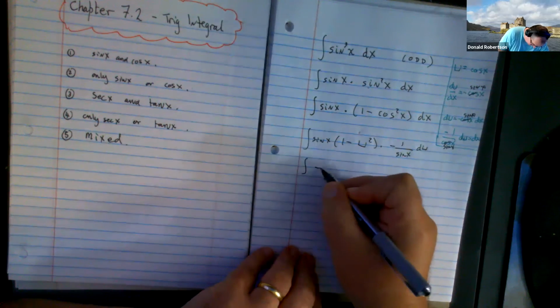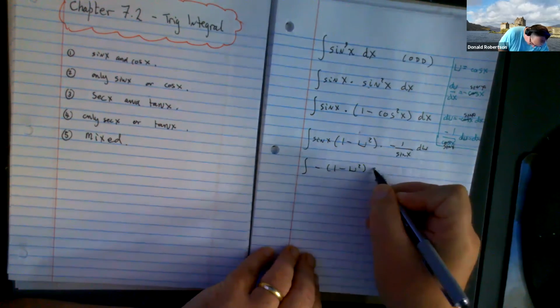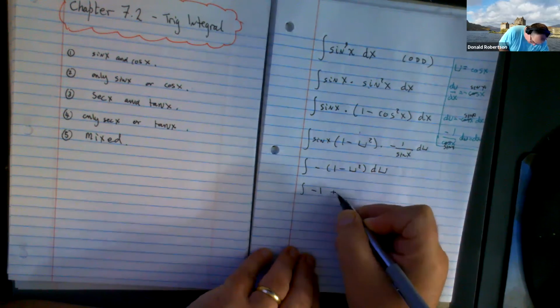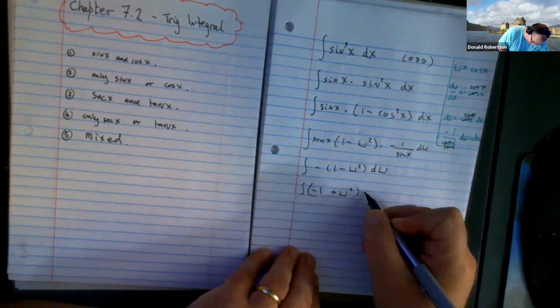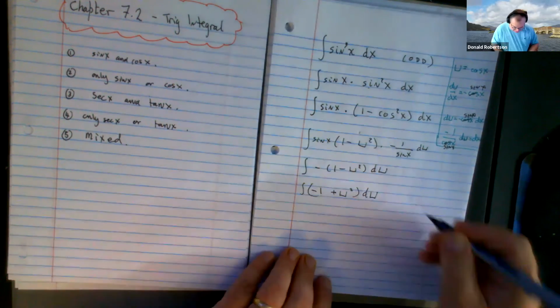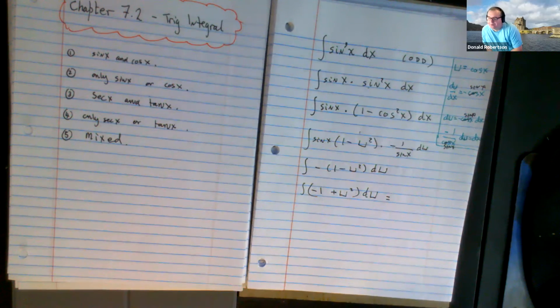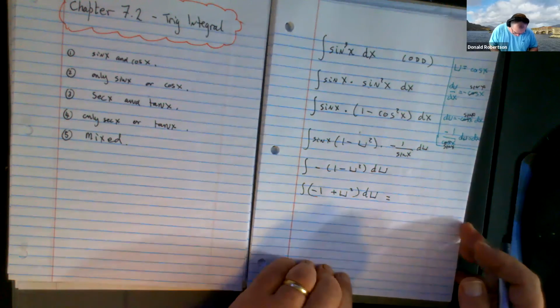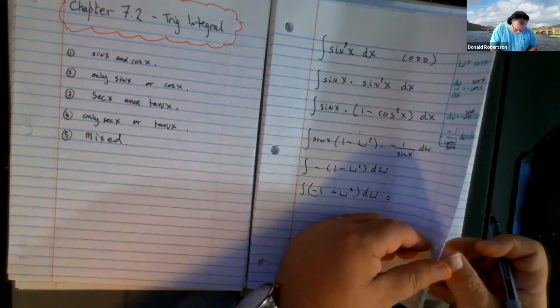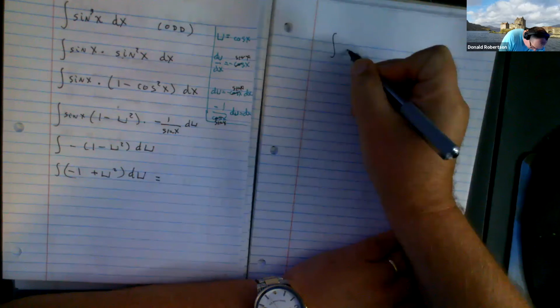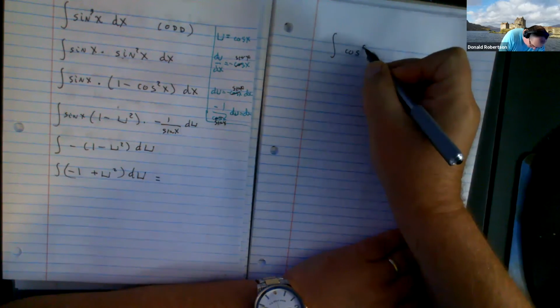And I'm looking at this guy. And I'll distribute the negative to get that guy. Would you agree at this point it's just a power rule and we're finished? You know, add 1 to the power, divide by the new power, and then convert to x's. So that's how you do a sine cubed on its own. Let's try an odd power again, but a cosine.